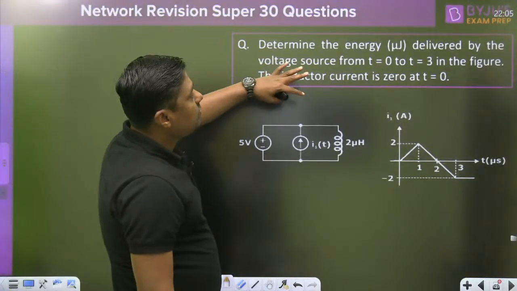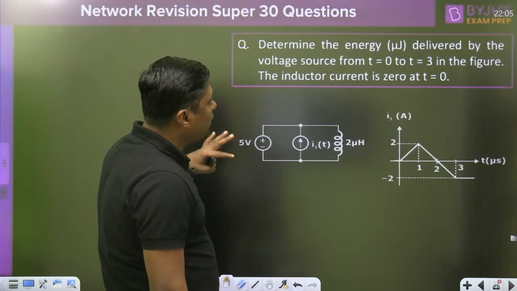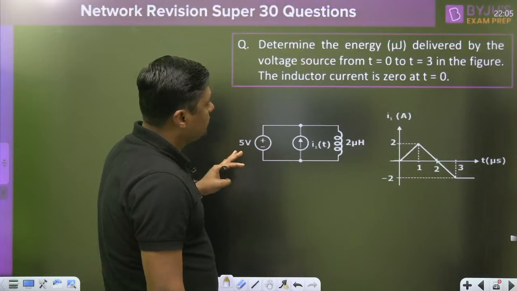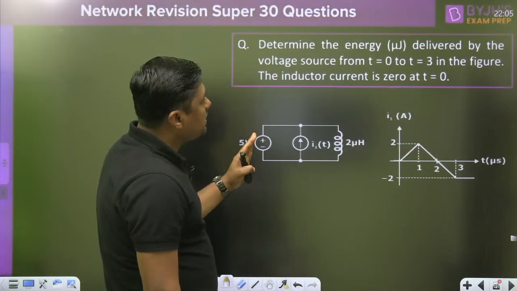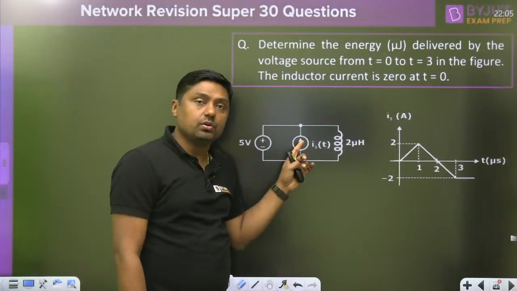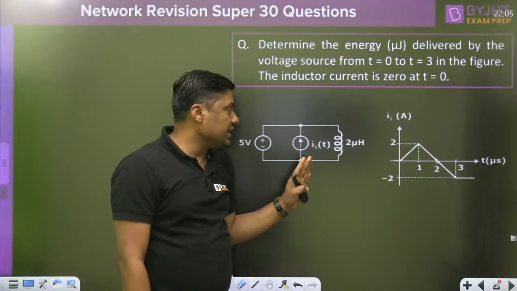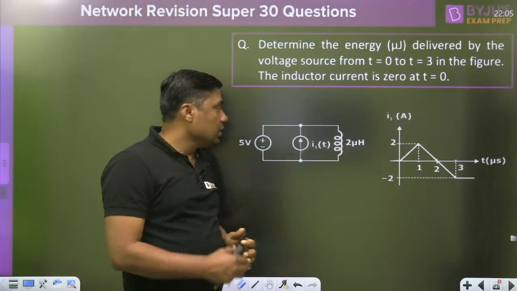Determine the energy in microjoule delivered by the voltage source from t equal to 0 to t equal to 3 in the figure. The inductor current i is 0 at t equal to 0. The initial current through the inductor is what? Initially 0, right? It will act as an open circuit initially because there is no current through the inductor.